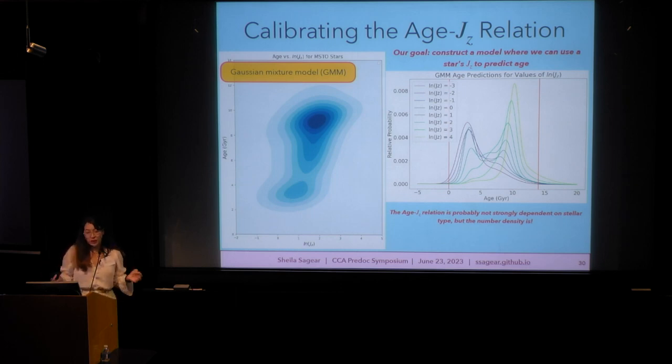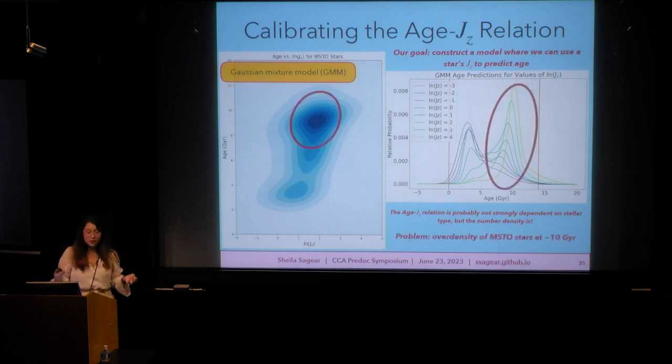We are trying to apply this to M dwarfs, and we kind of made peace with that by saying, well, we don't think the age-JZ relation, because it's dependent on galactic kinematics, is necessarily strongly dependent on the mass of the stars. However, what is dependent on the mass of the stars is the number density on the age axis. So you can see what this means.